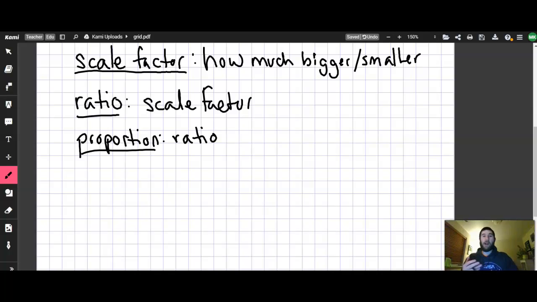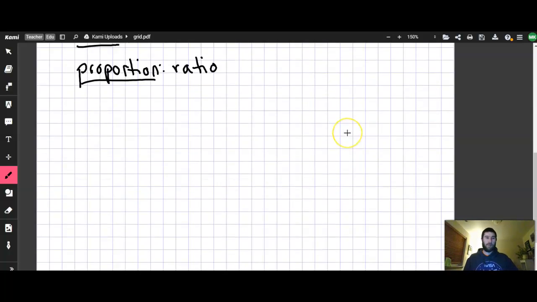So when we use a fraction to solve, we're using the scale factor to solve it. When we create a proportional relationship, we're using our ratios, which are our scale factors, to do it. All three of those words are interchangeable. And so let's actually look at an example of a scale factor here.